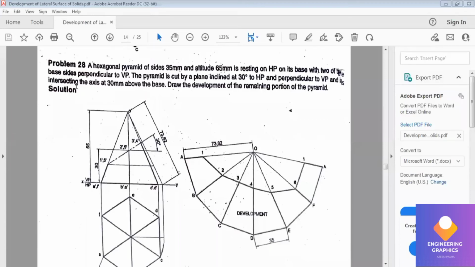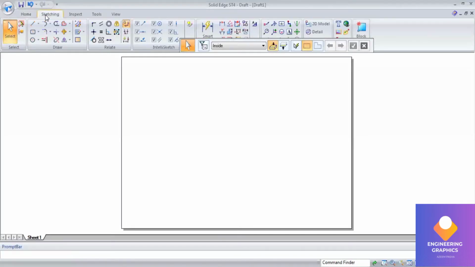Good morning all. So in this video we have to do the development of a hexagonal pyramid. Dimension 35 and altitude 65, resting on HP on its base with two of the base sides perpendicular to VP. The pyramid is cut by a plane inclined at 30 degrees to HP and perpendicular to VP, intersecting the axis at 30 mm above the base.